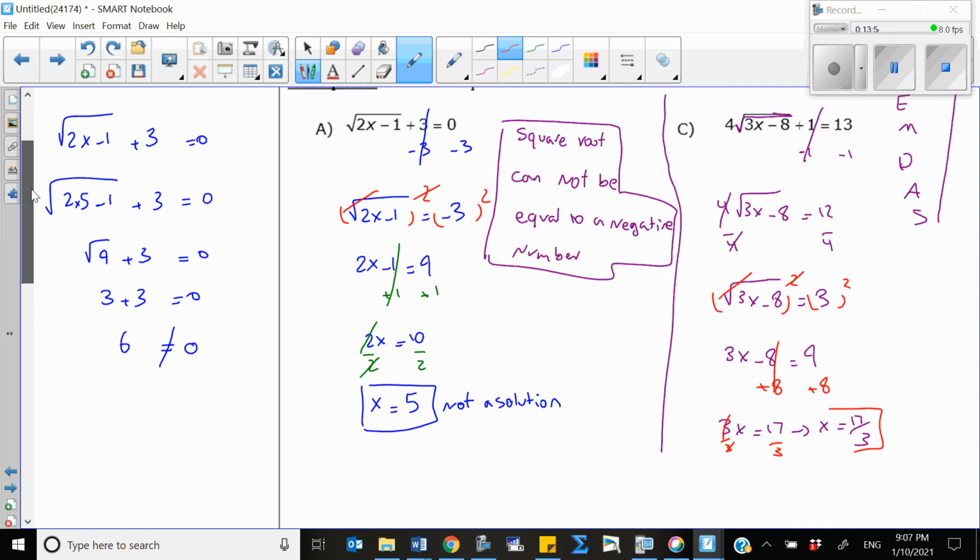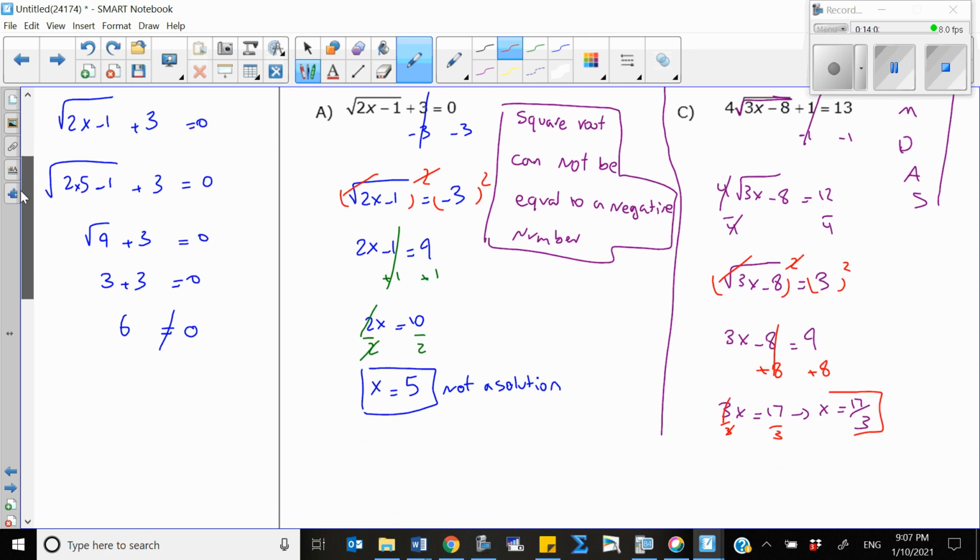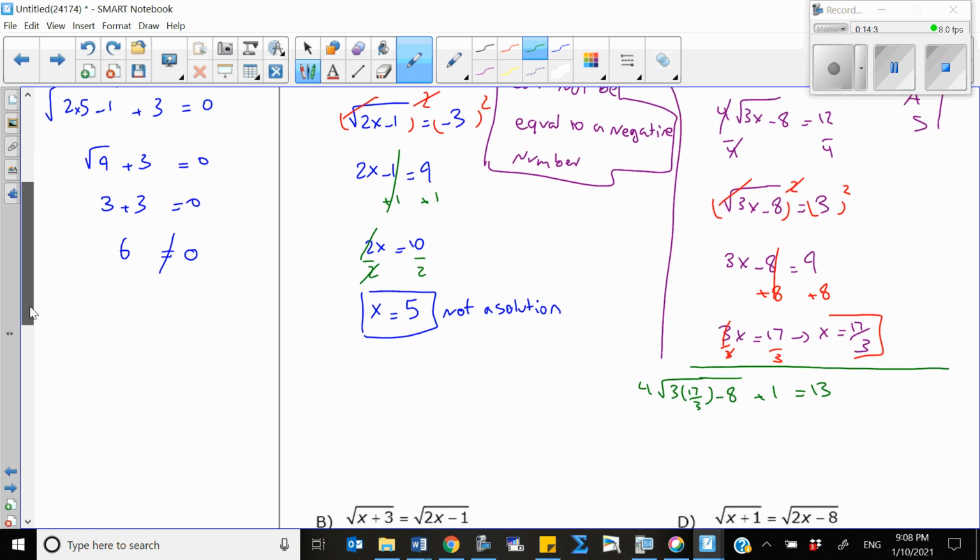Now I just need to plug that in and try it in my equation and see if that's a valid answer or not. So into this equation, I'm going to write that with green color. It's 4 times the square root of 3 times 17 over 3 minus 8, instead of x, and then we have plus 1. This whole thing should be equal to 13. Let's see if that's right or not.